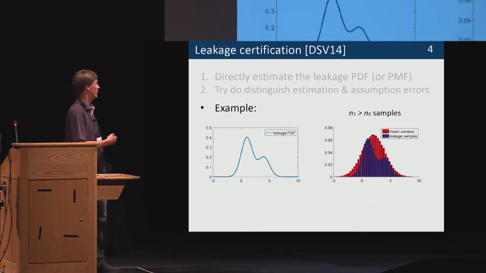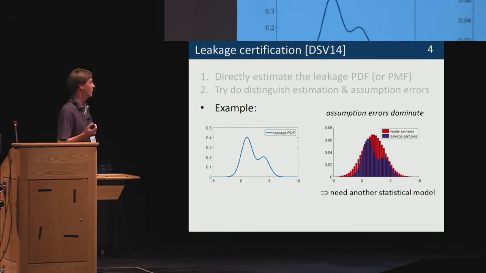If you do measure more, at some point you will reach this situation, where clearly you can see that there's a discrepancy between the model and the true distribution, and then you will rather conclude that assumption errors dominate and that you should look for another statistical model.